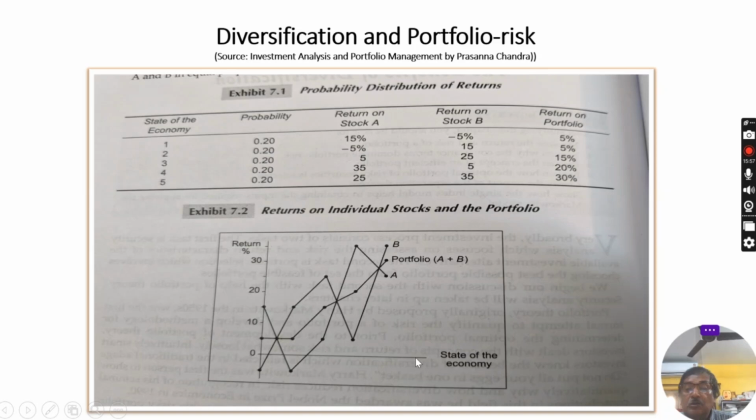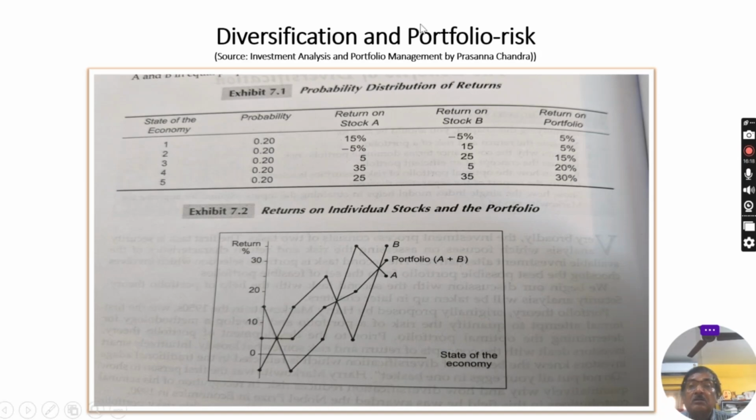This is the state of the economy on the x-axis, and this is the return. First I am showing graph A, the return of stock A. In the first state of the economy, the return is 15%. This is the first point. Second state of the economy, minus 5.